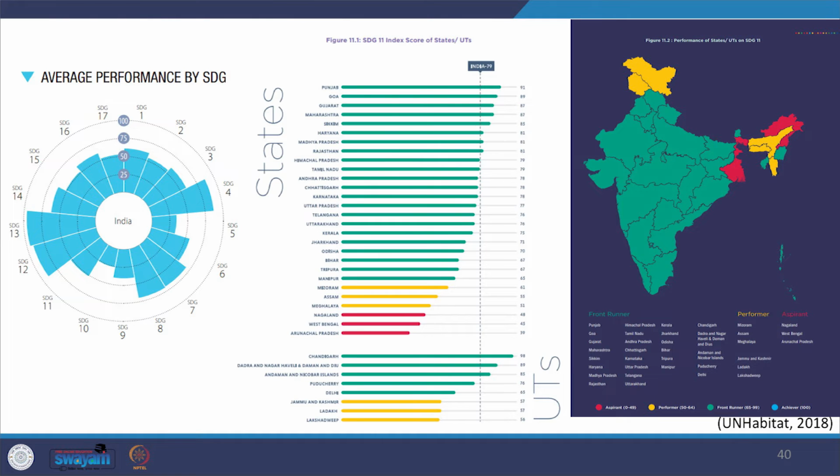On the left-hand side of the diagram, you can see India's overall performance with respect to all SDGs and in particular SDG 11. On the right-hand side, you can see the performance of different states for SDG 11. Dark green shows the front runner, yellow shows the performing states and red shows the aspirant states. So you may locate your state here and see how it performs.